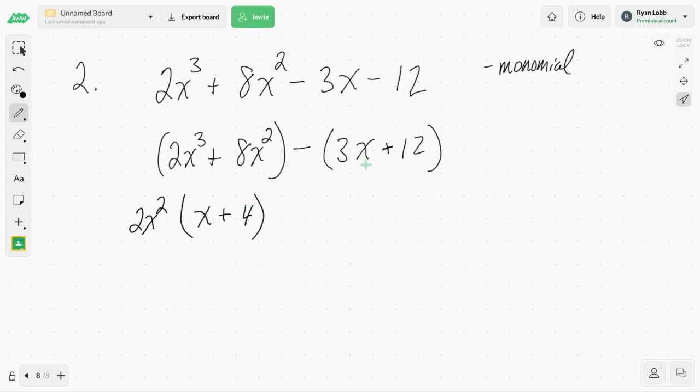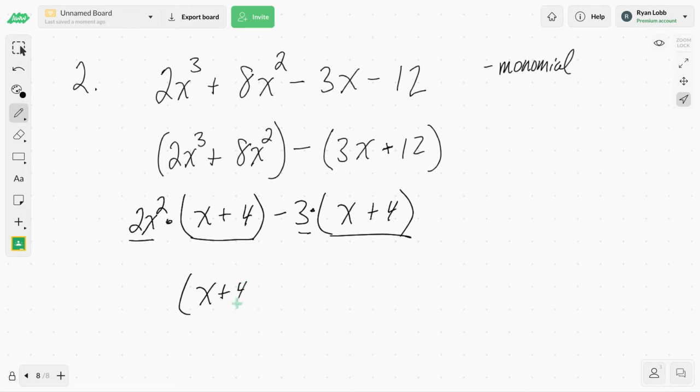And then I look here and say, what can I factor out here? What's my greatest common factor? 3 times x plus 4. As factor by grouping works, it's pretty visual: I have here factors of 2x squared and x plus 4, and here factors of 3 and x plus 4. So I have a common factor of x plus 4. Write down the common factor of x plus 4. Now they're gone. What's left? 2x squared minus 3.